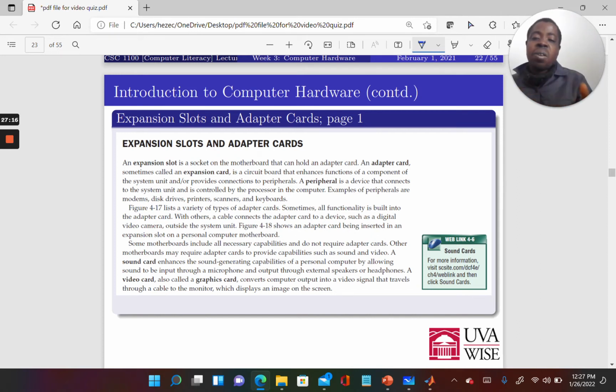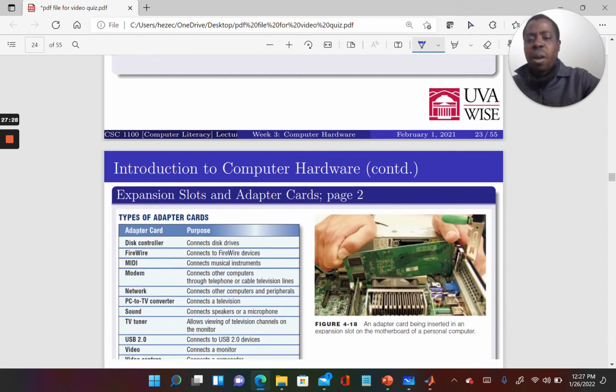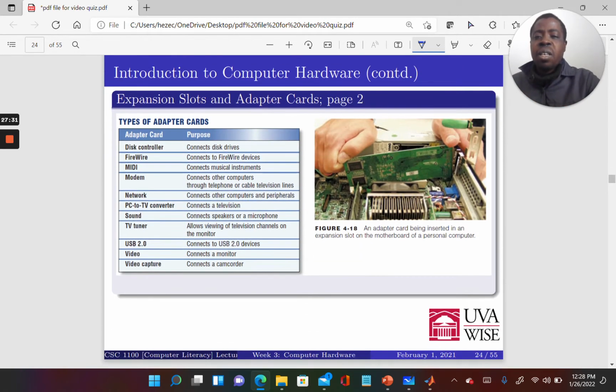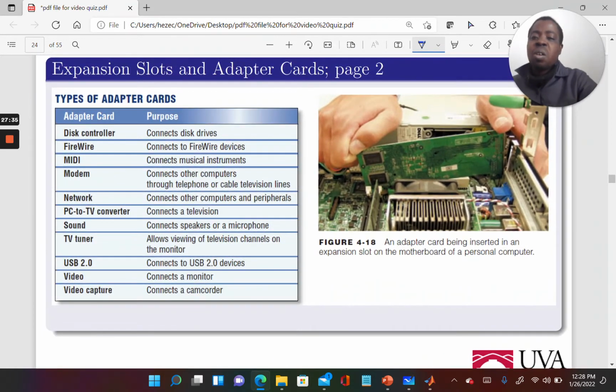An adapter card is sometimes called an expansion card, and it's a circuit board that enhances the function of the computer system. So if you want to add more functionalities to your PC, you do that through what? An expansion slot. We've talked about this in class, okay? And there are different types of adapter cards. You have a disk controller, FireWire, MIDI. Remember MIDI? Musical Instrument Digital Interface.